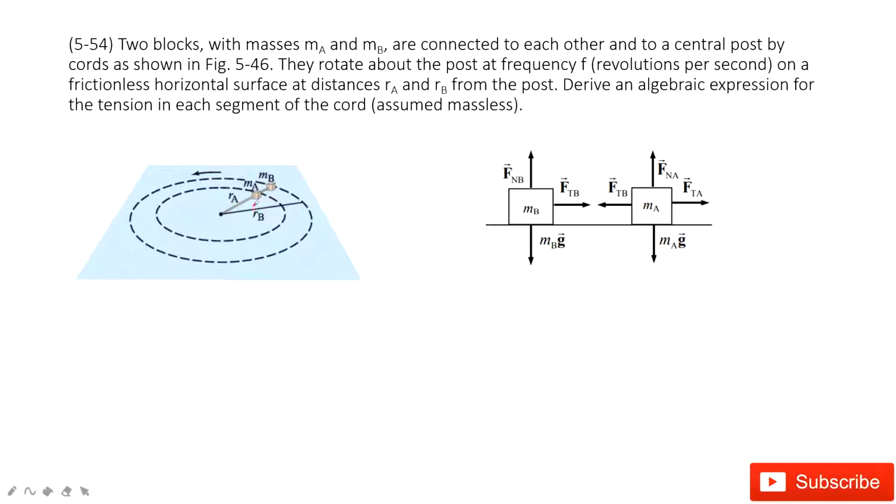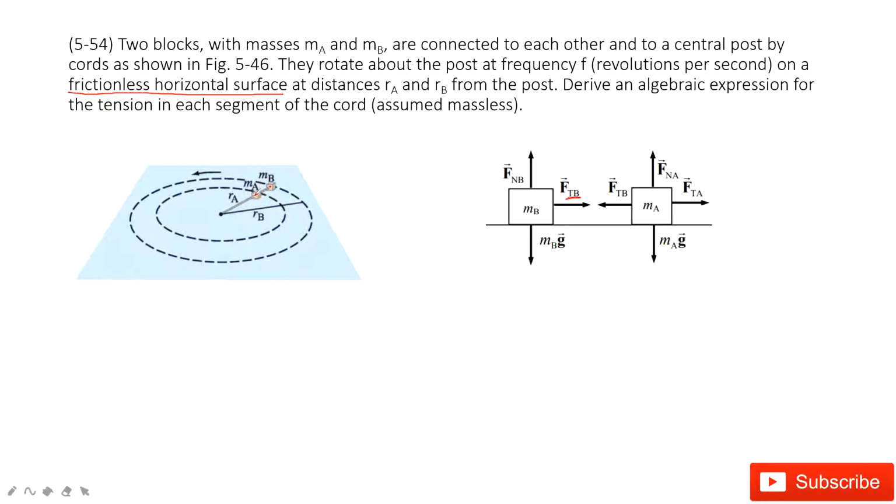So if we look at object B, for B we must have gravity, normal force, and the tension from this cable. One thing we must take care of is that this is a frictionless horizontal surface, so that means there is no friction force. So the force that makes mass B do this circular motion, the central force, is just the tension F_TB, right?